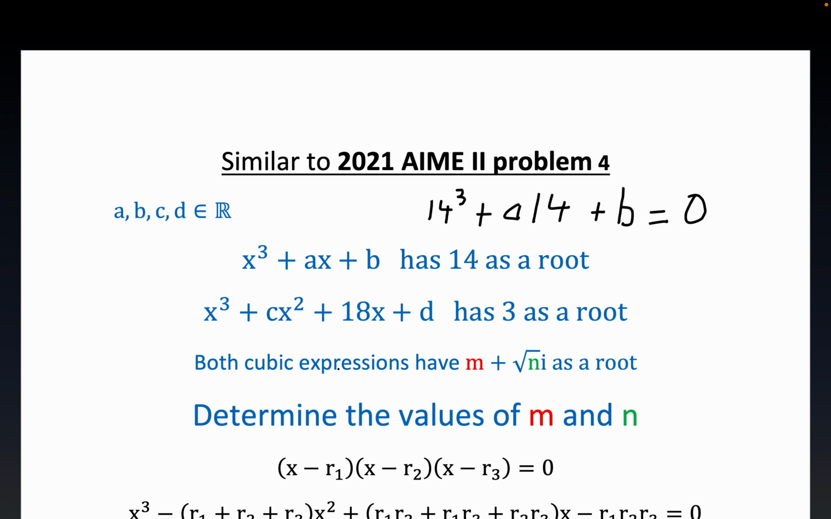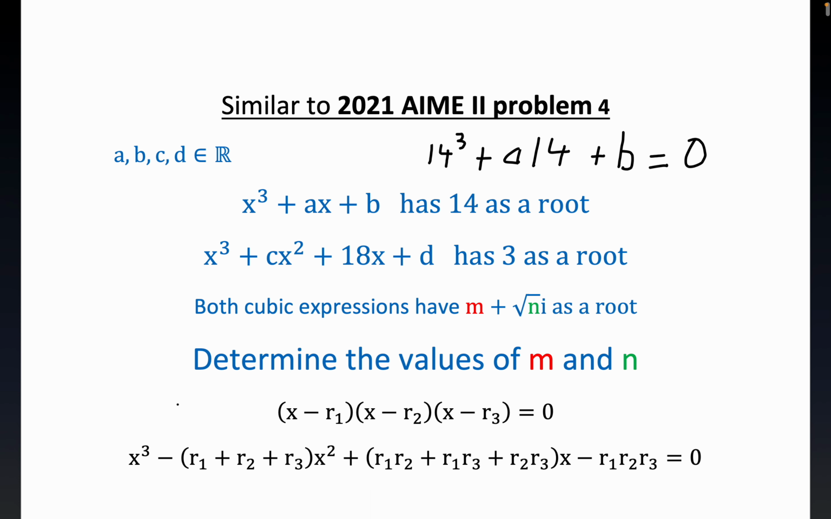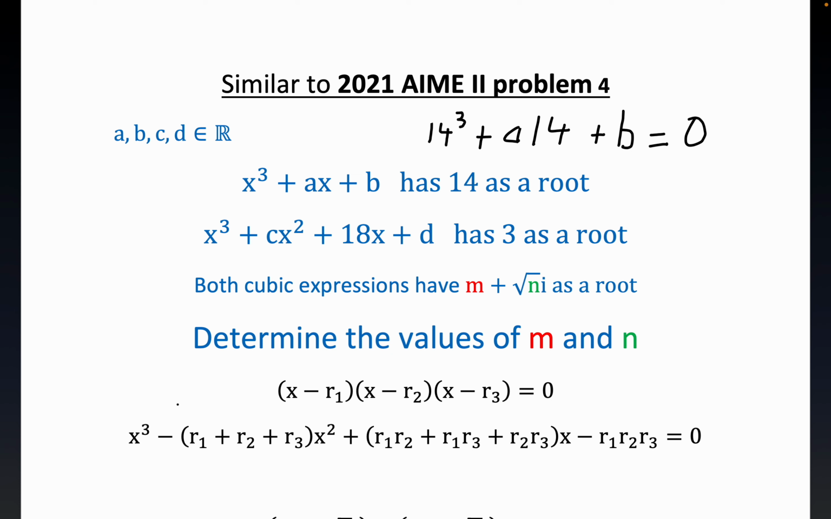Now, both of these cubic expressions have a complex root in the form m plus the square root of n i. There's a result called the complex conjugate theorem: if you have the plus version, that also implies m minus the square root of n i is a root. Think of the quadratic formula and why there's a plus or minus. Any polynomial can be written as the product of irreducible quadratics and linears, and I believe that's the reason this is true.